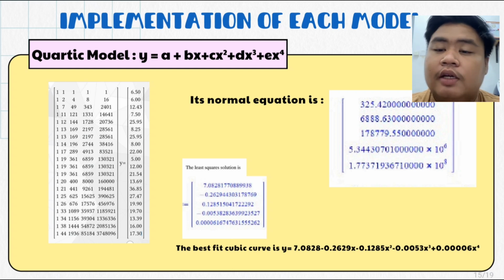So the best fit curve is y equals 7.0828 minus 0.2629x minus 0.1285x to the power of 2 minus 0.0053x to the power of 3 plus 0.00006x to the power of 4.